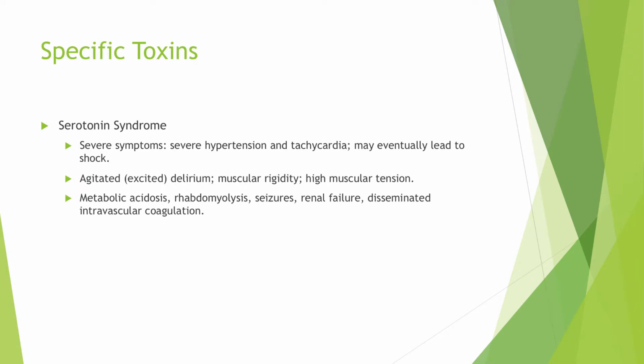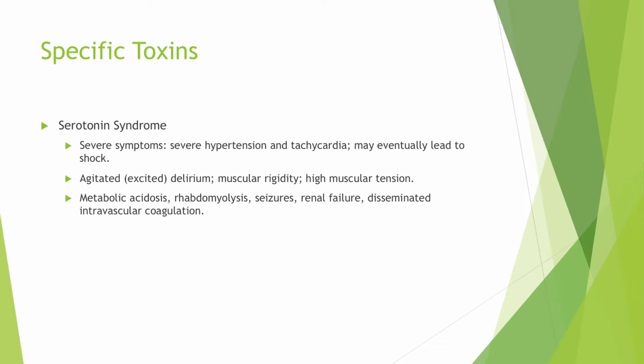And more severe symptoms, when you really got this going, you're really thinking that this is what you have going because of what you found on your scene with their pill bottles and so forth. Severe symptoms include severe hypertension and tachycardia. So it gets to the point where you have that tachycardia that leads to decreased output. There you go, start leading to shock. Agitated or excited delirium. Muscular rigidity, not good. High muscular tension. You start really getting that clonal kind of effect.